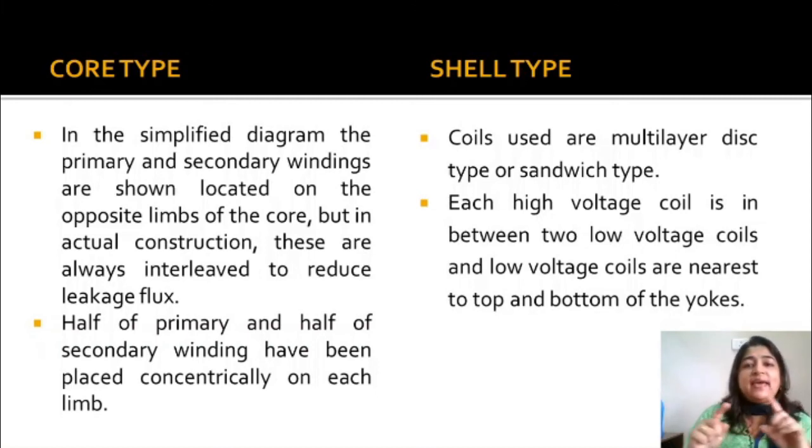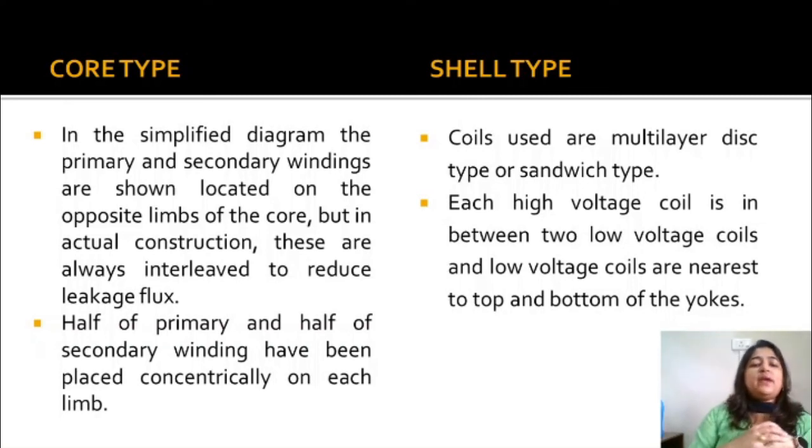जो भी flux even air से भी जब वो try करेगा जाने का, तो वहां पे दूसरा वाला winding बैठा होगा उसको catch करने के लिए. ठीक है. So these are always interleaved just to reduce the leakage flux. Same with the core type as well as shell type. तो यहाँ पे भी multi layer type होता है just to reduce the leakage flux.